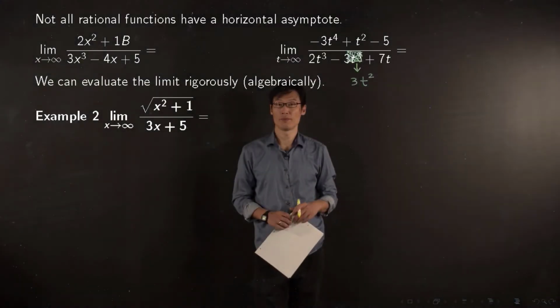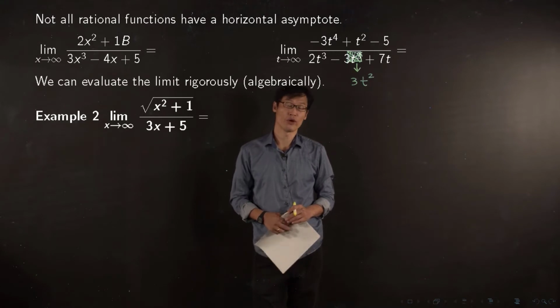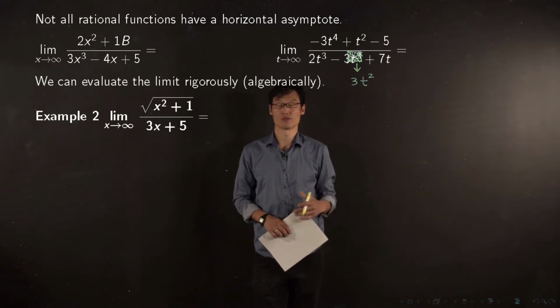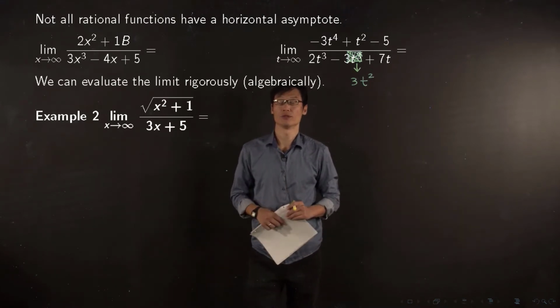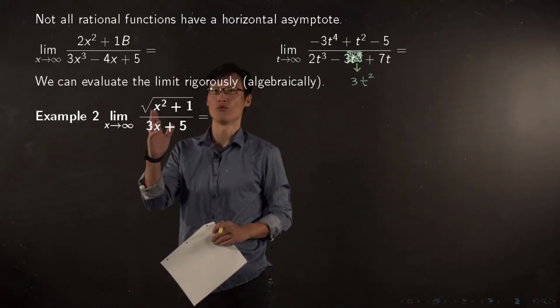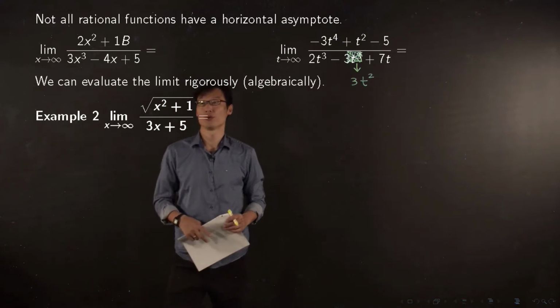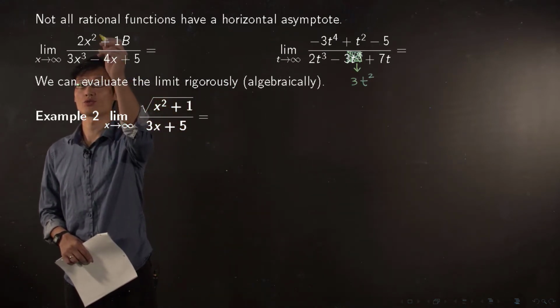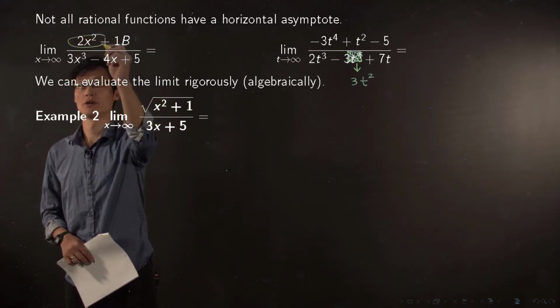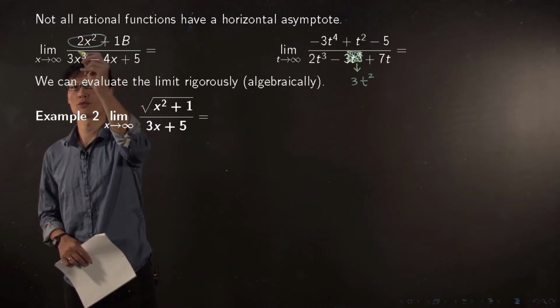So let me point out that not all rational functions have a horizontal asymptote. In the first example, we have 2x squared over 3x cubed. When you compare leading terms, we have 2x squared over 3x cubed.